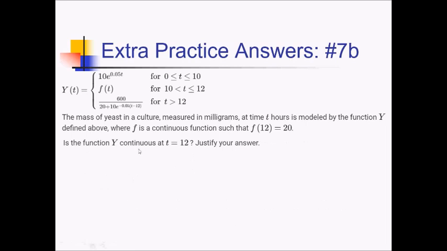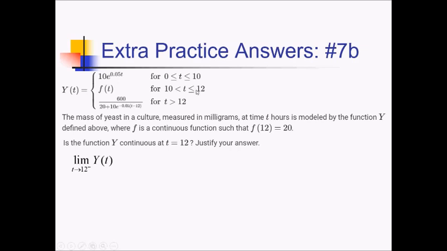For this part of the problem, we want to know if y is continuous at t equals 12 and then justify the answer. So to show continuity, we need to show that at 12 the limit exists, the function value exists, and that those two things equal each other. So for the limit, let's do the left and the right limit to see what those are. Left side limit as t approaches 12 from the left of y. We're using this rule here that has t less than or equal to 12.